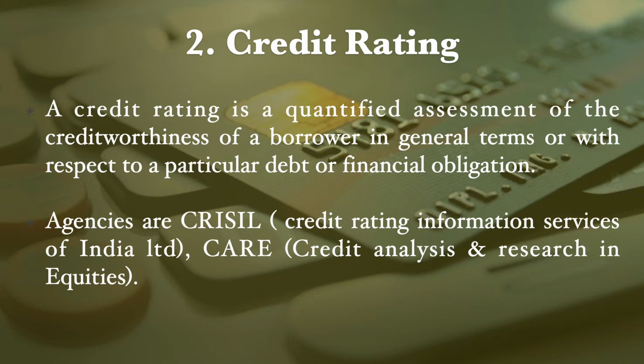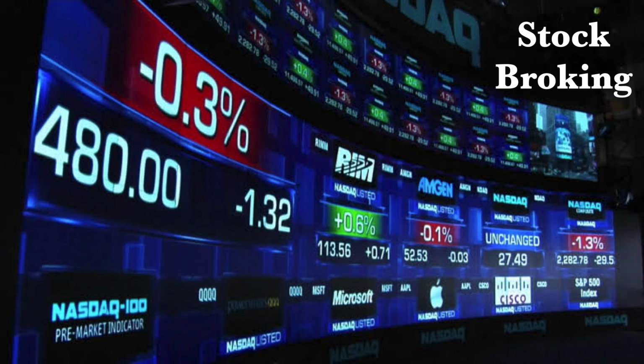Now, if you are an individual who has savings of 5 lakh rupees and you would like to give it as a debenture to XYZ company, the first thing you need to do as a debenture holder is check the credit rating of that company. If the credit rating of the company is good, then only you must invest. If they have a very low rating, then you must look for some other company. Hope you have understood the second point. Let's move on to the third one, called stock broking.